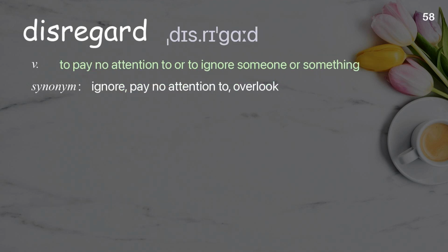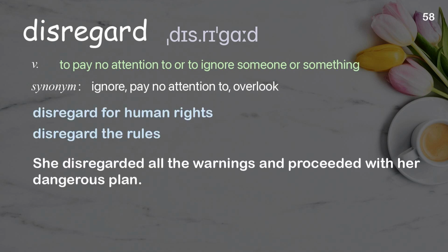Disregard: to pay no attention to or to ignore someone or something. Examples: disregard for human rights, disregard the rules. She disregarded all the warnings and proceeded with her dangerous plan.